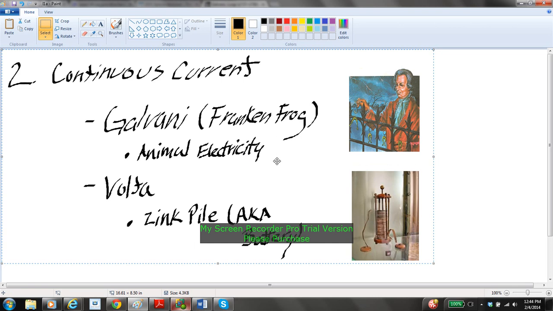He focused on the animal, where Volta focused on the two different metals. He said it wasn't so much animal electricity as much as it was caused by the two different metals.